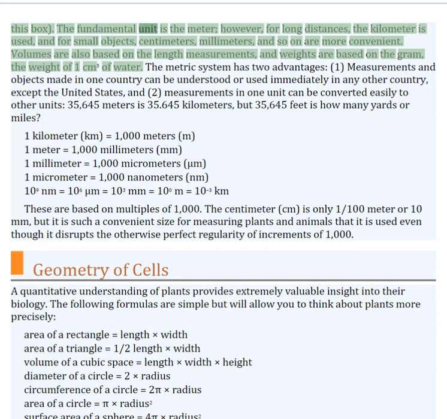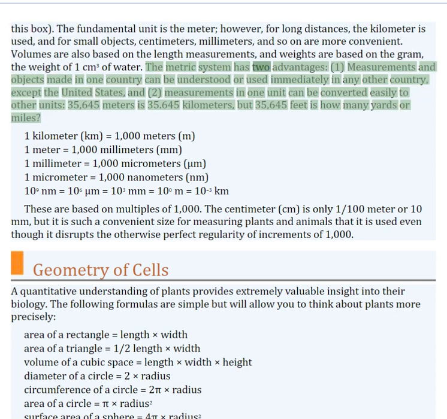The fundamental unit is the meter. However, for long distances the kilometer is used, and for small objects, centimeters, millimeters, and so on are more convenient. Volumes are also based on the length measurements, and weights are based on the gram, the weight of 1 cubic centimeter of water. The metric system has two advantages: measurements of objects made in one country can be understood or used immediately in any other country, except the United States, and measurements in one unit can be converted easily to other units.